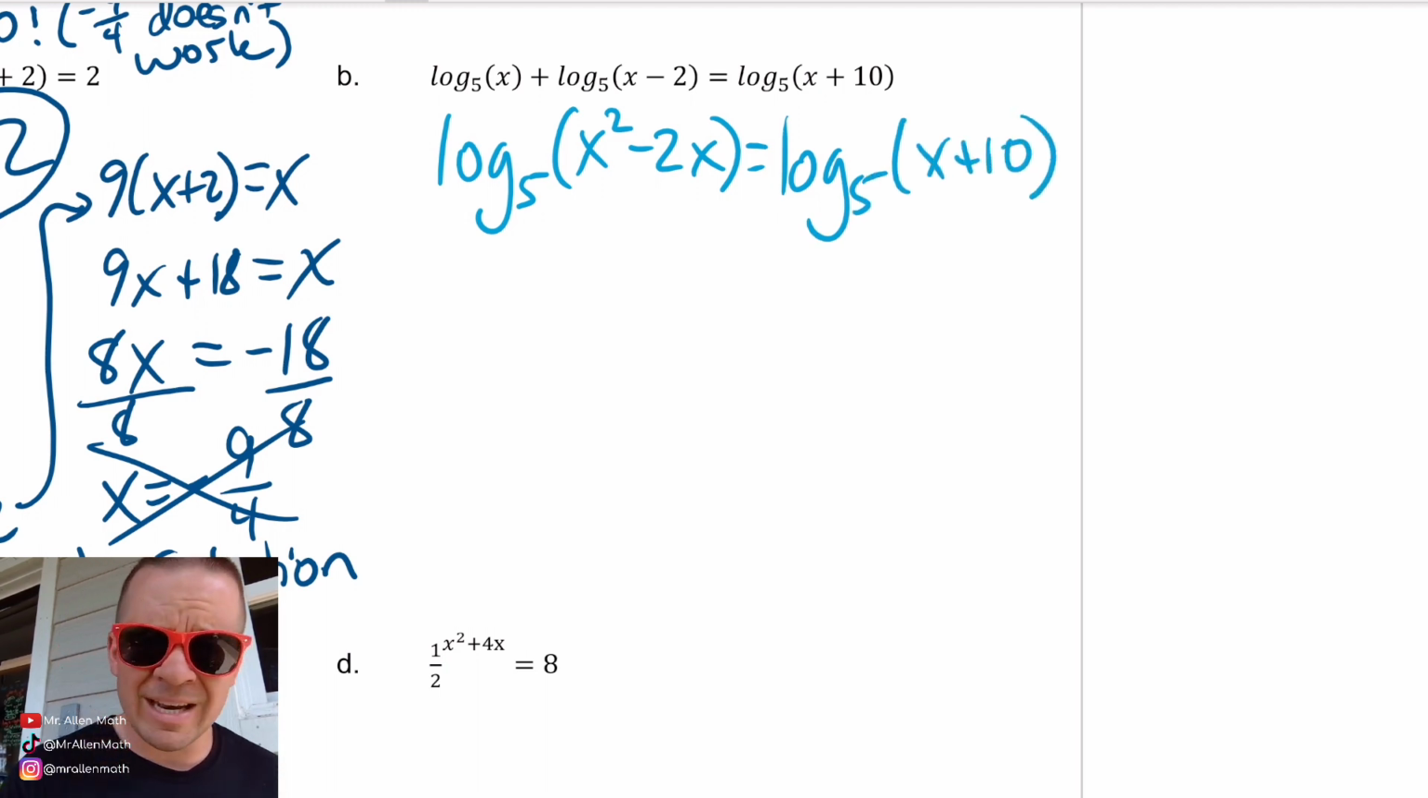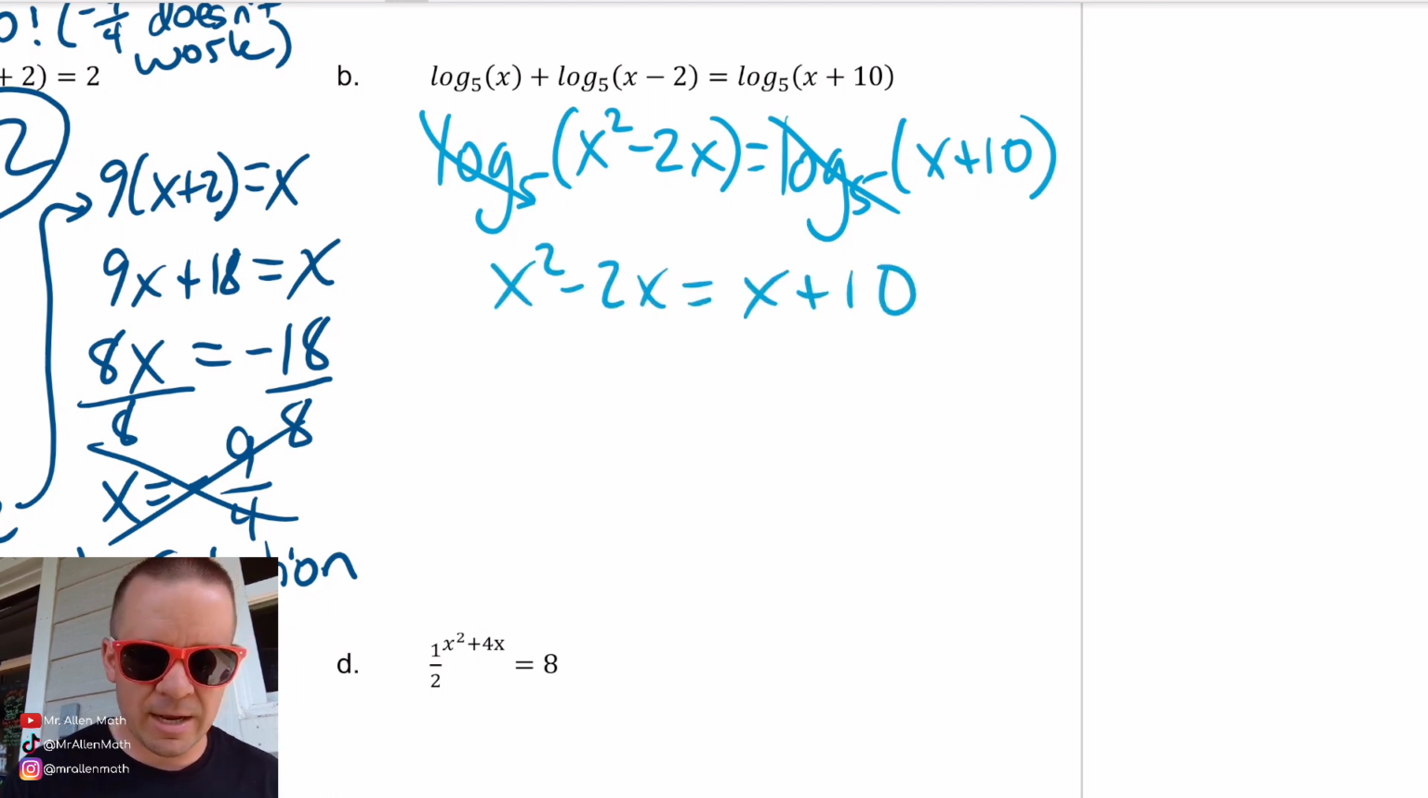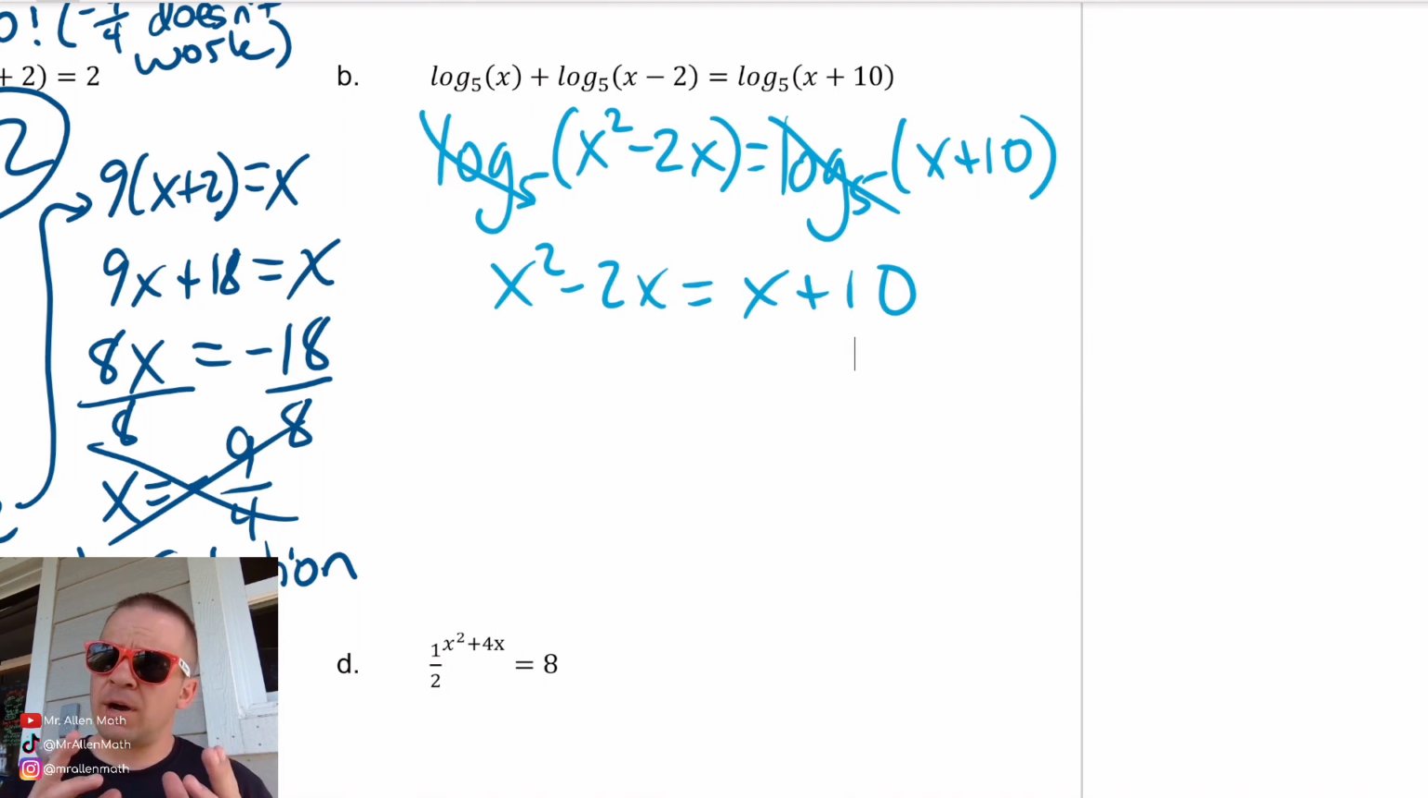Cool. Now, I got the same log on each side. Log base 5, log base 5. I can use the one-to-one property of logarithms and get x squared minus 2x equals x plus 10. All right, so I have a quadratic. Now, hopefully your brain didn't just explode when seeing a quadratic outside of your quadratics unit.